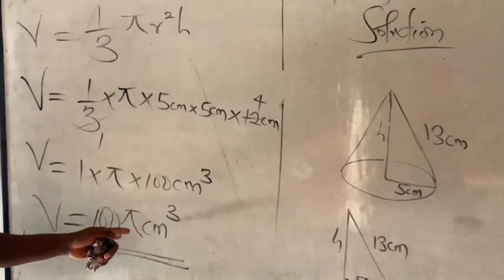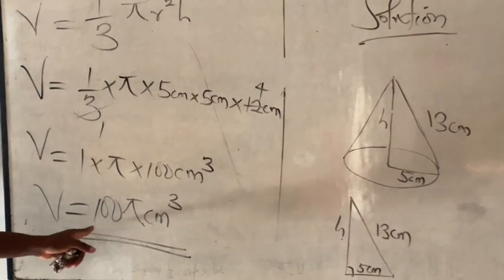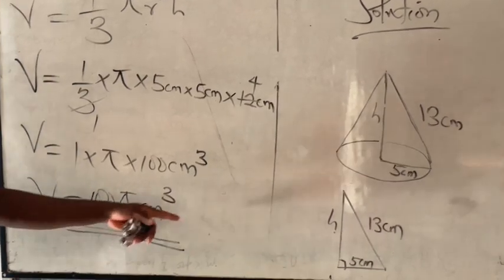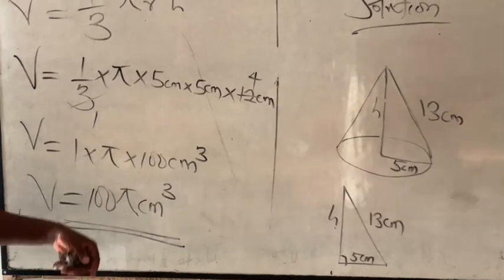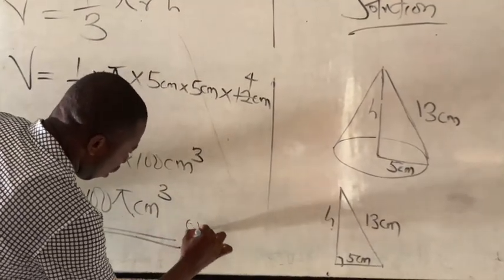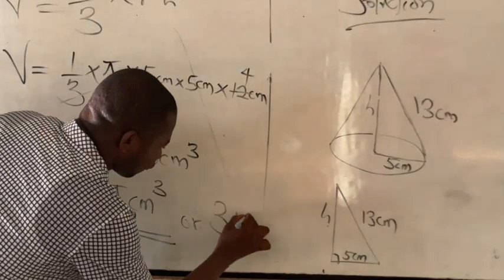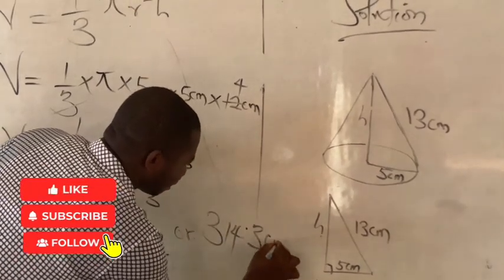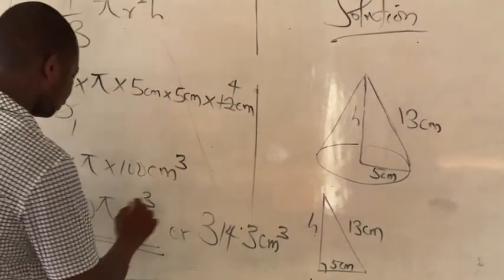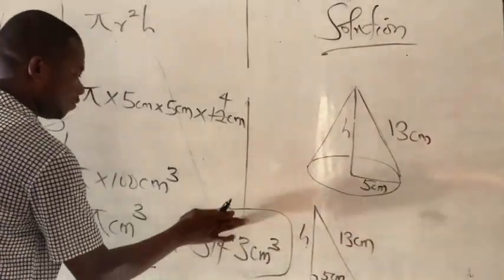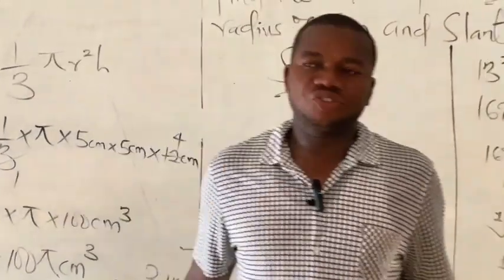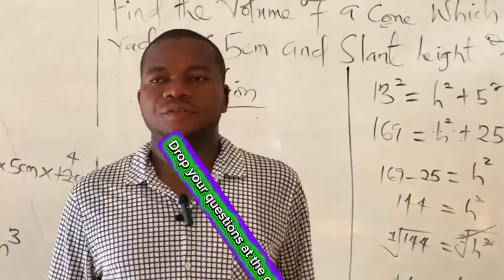But if you still want to break down this pi, you can multiply this 100 by 22 divided by 7 centimeter cube. Whatever it gives you, that is still the answer. If you go by that, it will give you 314.3 centimeter cube. So I want to believe this explanation is explanatory enough.